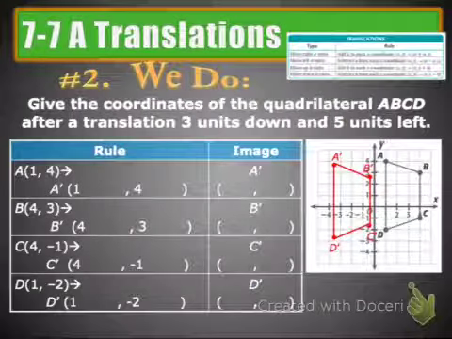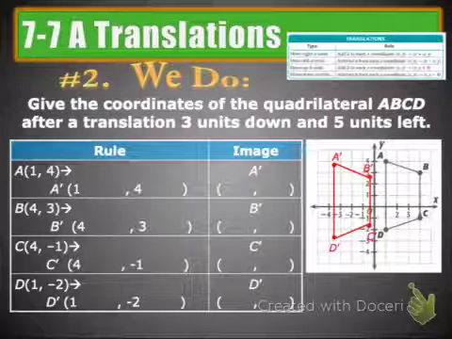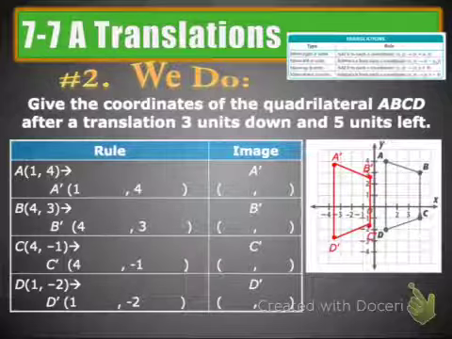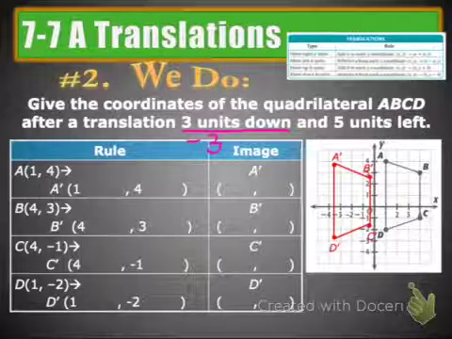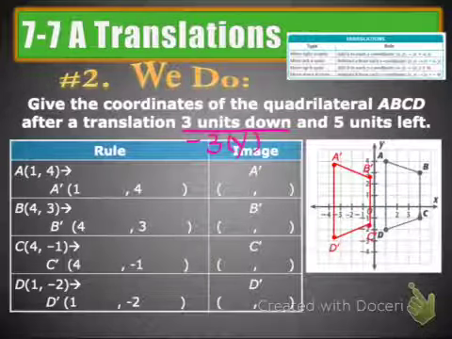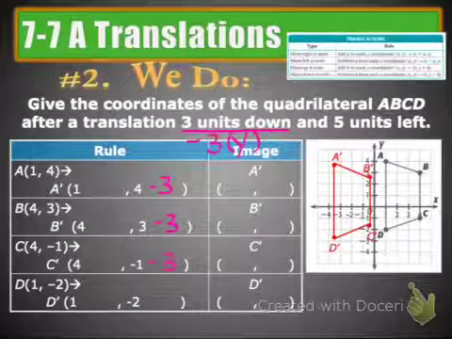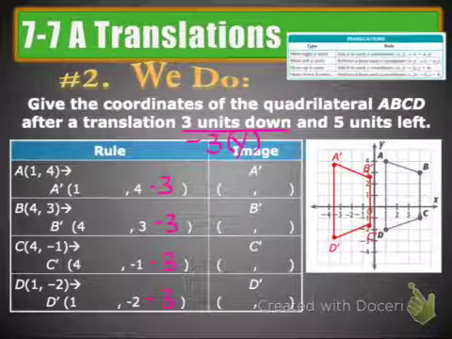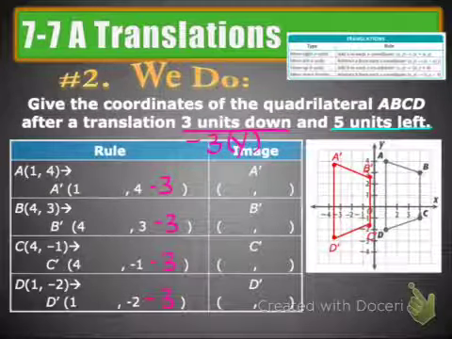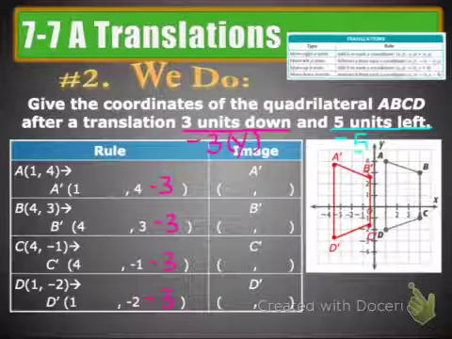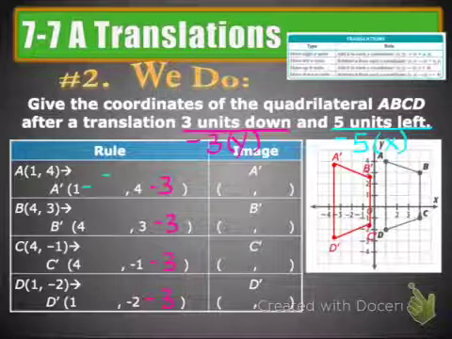We've got a quadrilateral ABCD, and we're going to translate it 3 units down. So right here we have 3 units down. This is going to be a -3 in our y's. So for our y's, we need to minus 3. And then it also says 5 units to the left. So for the left, we also want to minus our number, but then we're going to do it on our x because this is a right or left. So for these, we're going to do a minus 5.